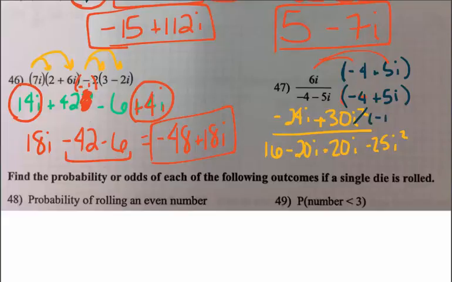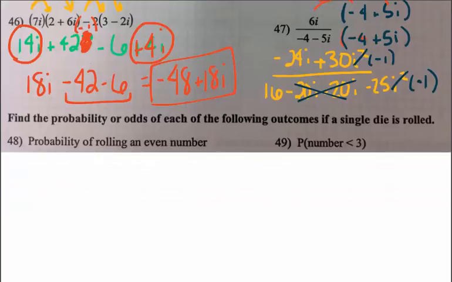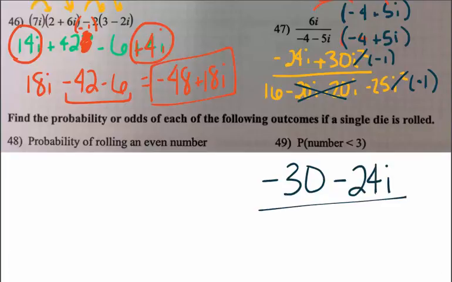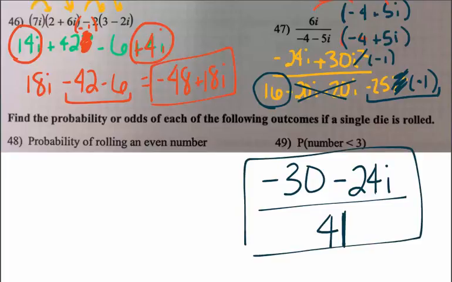Both of these i squares are going to become negative 1s. The bottom part, both of these i's are out of there. So let's jump down to the bottom. This positive 30 times a negative 1, I get a negative 30 minus 24i up top. Okay. It looks like I'm going to have 16 and now plus 25 because I had negative times a negative. So 16 plus 25 gives me 41. Nope, not 4i, 41. And now it's perfect.